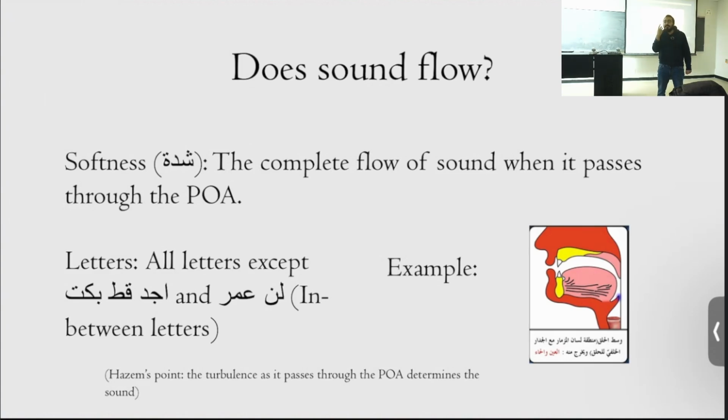Do you feel the turbulence? Now reduce the turbulence. The more turbulence happens, the more you push your tongue up to cause more turbulence, the more ya is pronounced. The more you drop it, what happens? The more it's close to alif. Does that make sense? This is very nitty gritty.